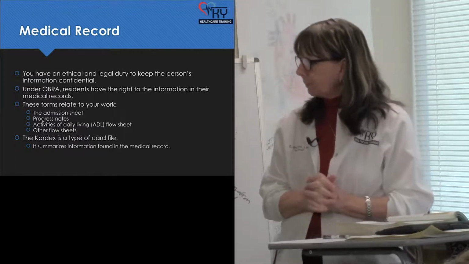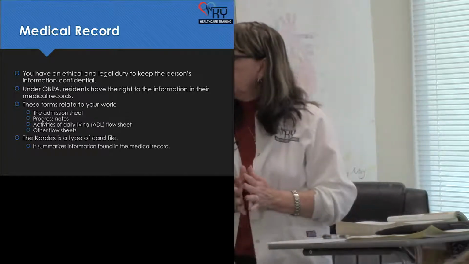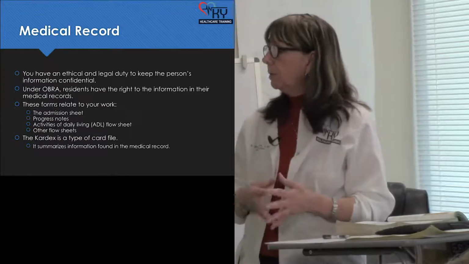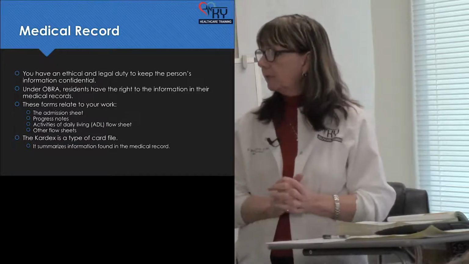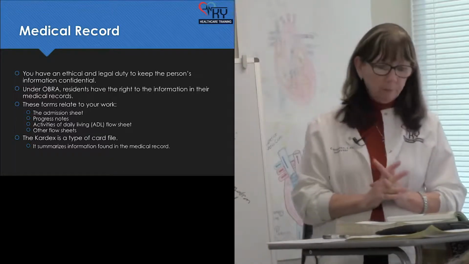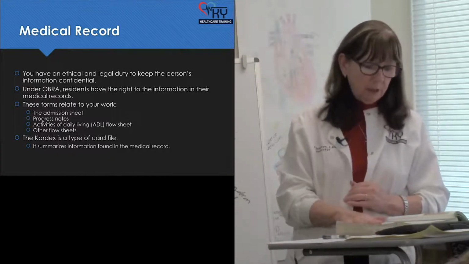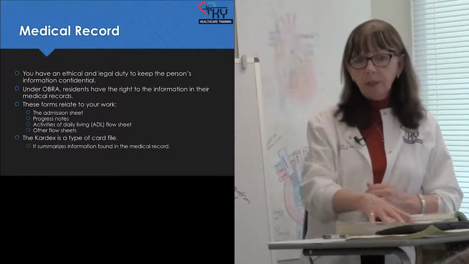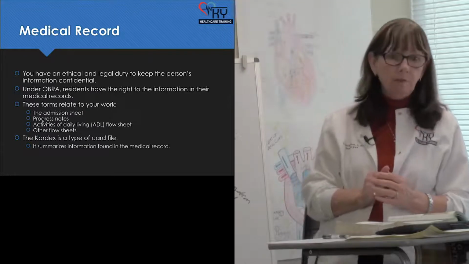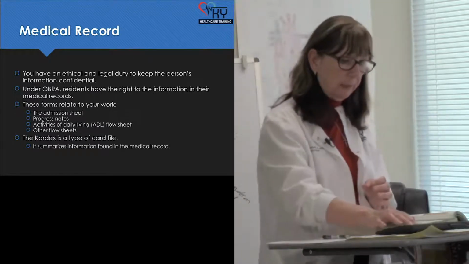Other flow sheets: you may have to document intake and output, vital signs, progression of a wound. There's so many different sheets that you might be asked to fill. The Cardex is a type of card file. There's an example on page 55, and it's pretty much like a care plan sheet for a nursing assistant. It summarizes information found in the medical record.